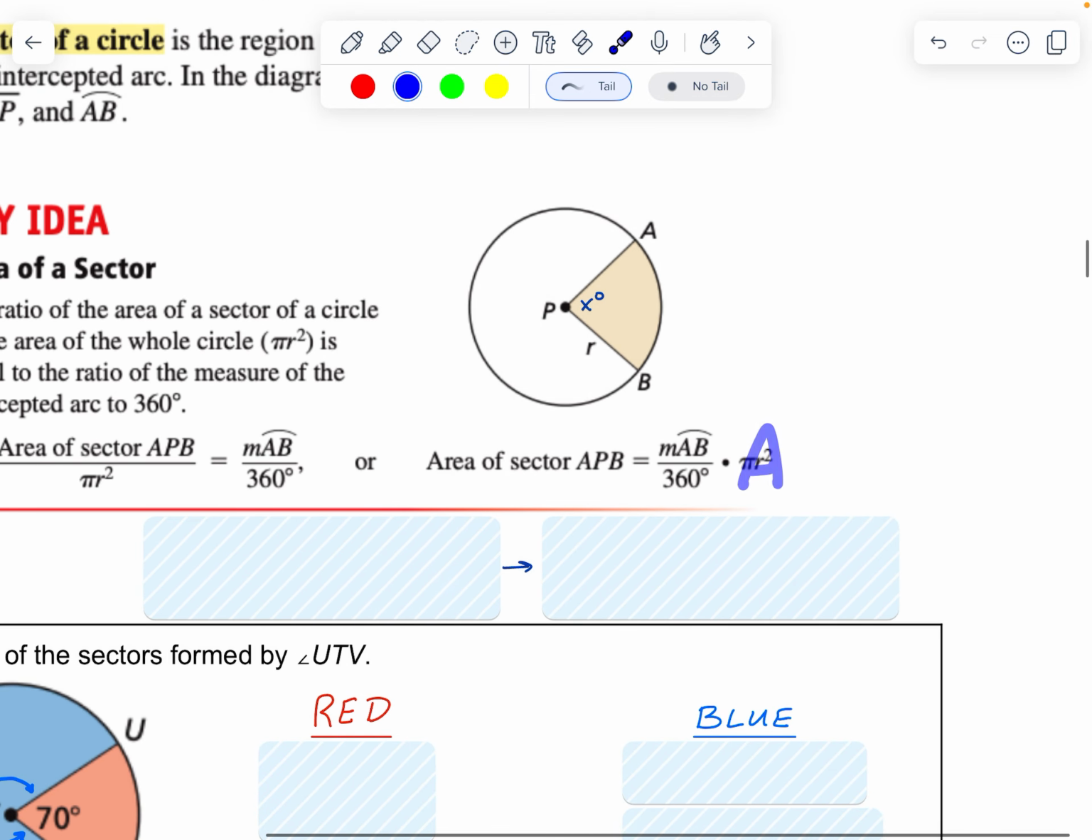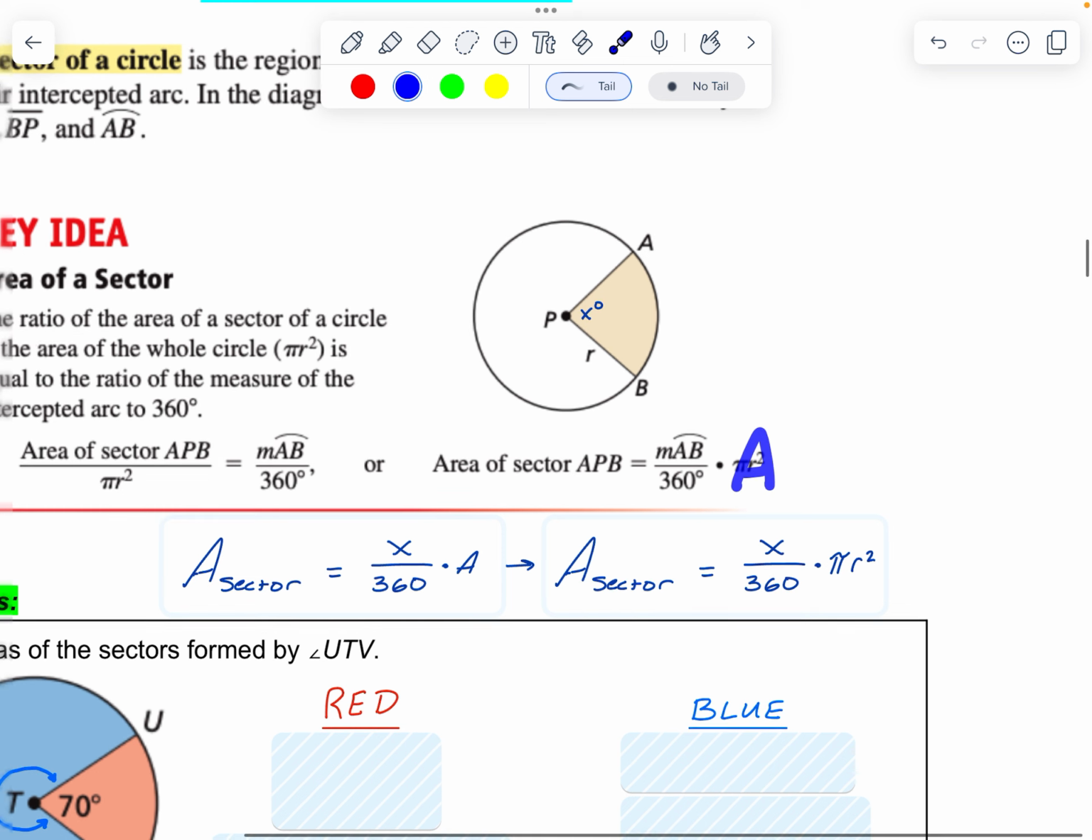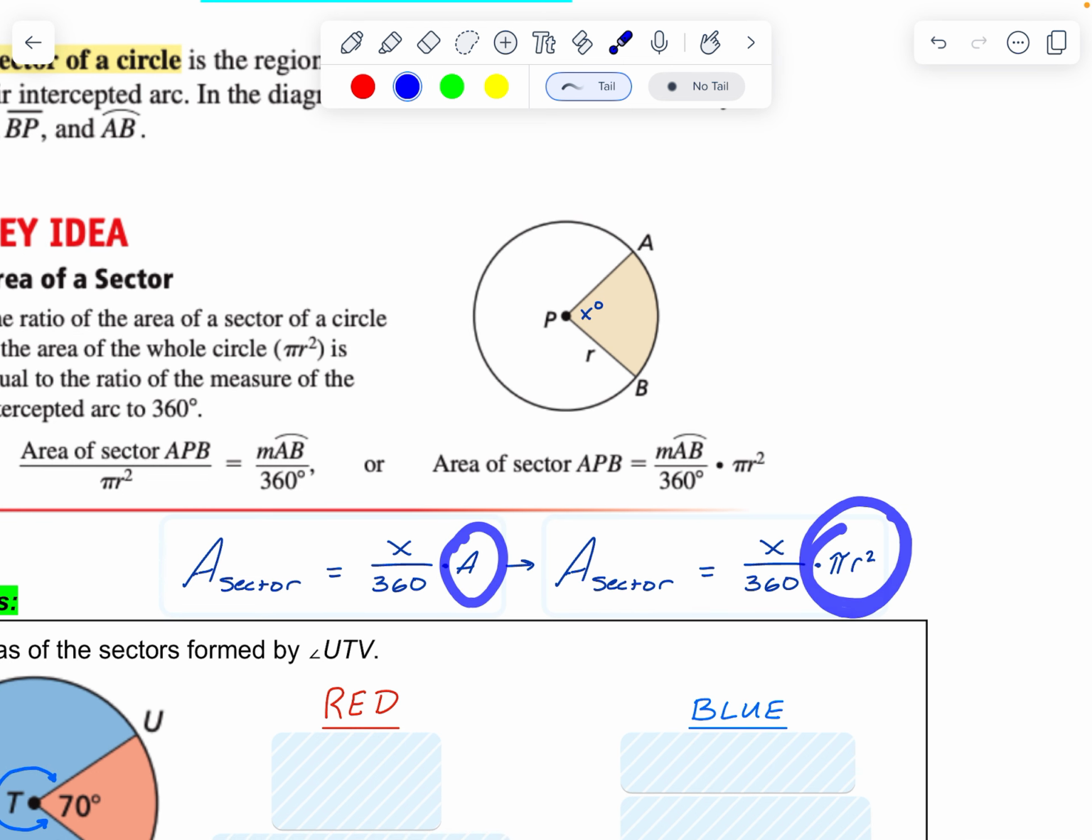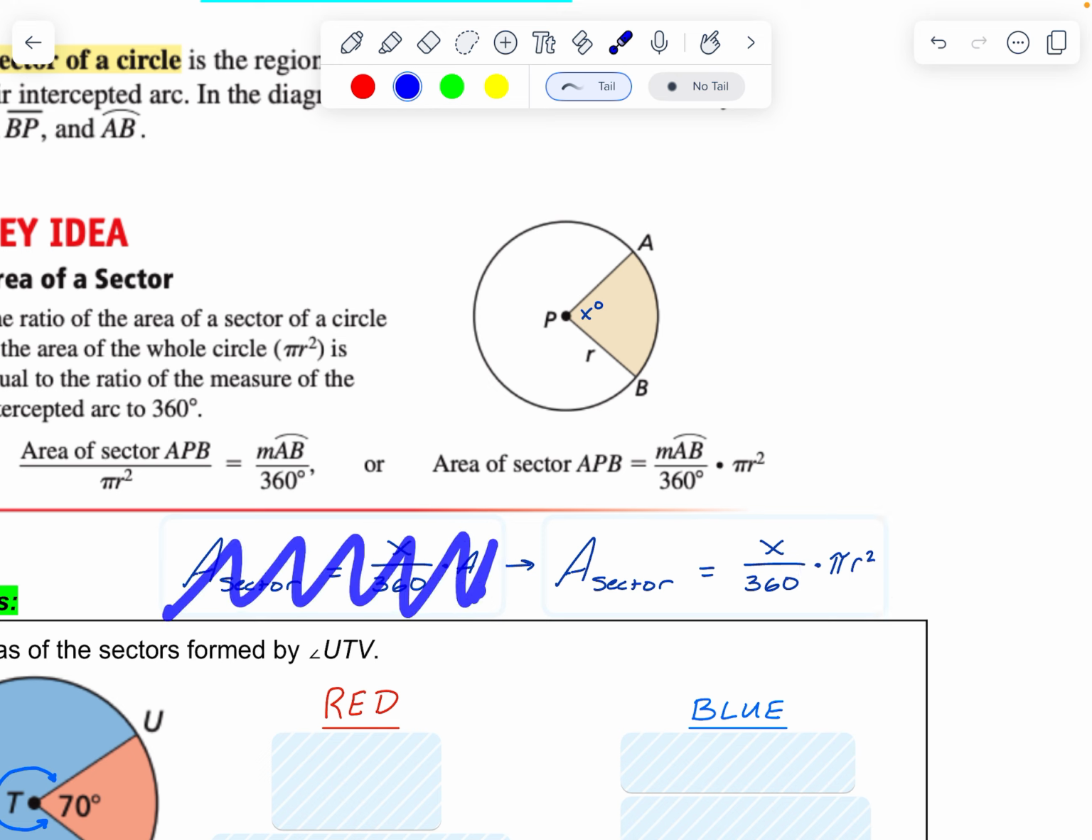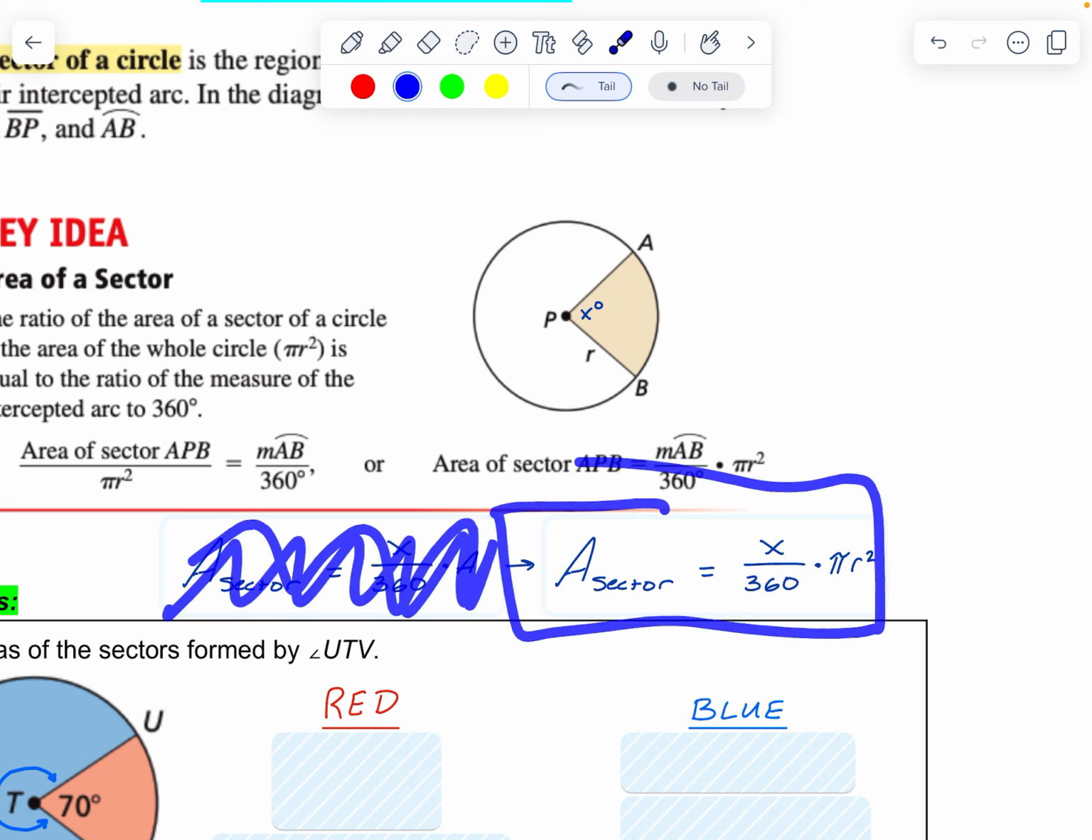If you would like to, you can take a second and write these down. Area is pi r squared. We only have one formula, so if you want to just get that and just write this down here, that's fine by me.